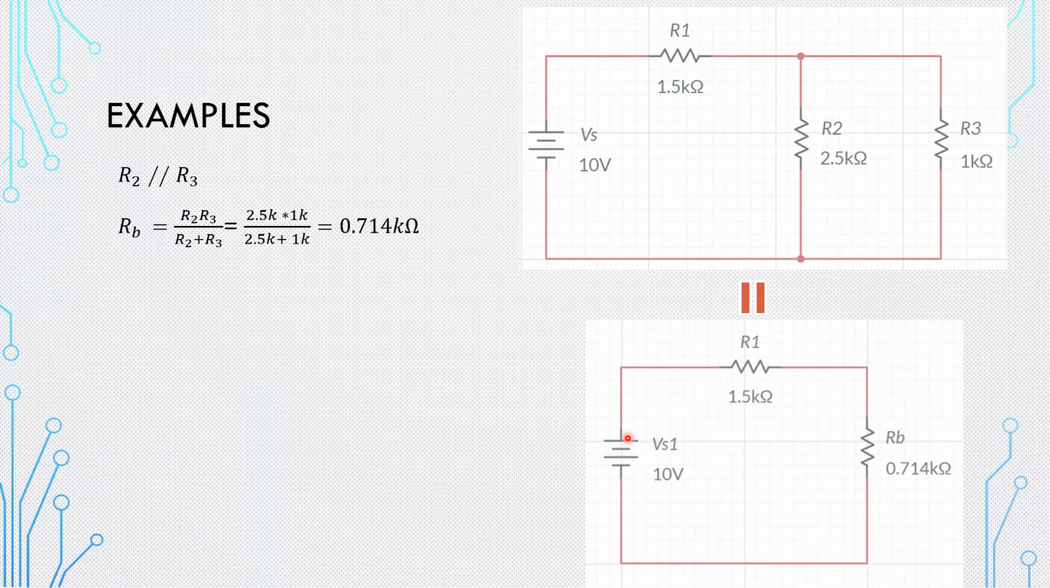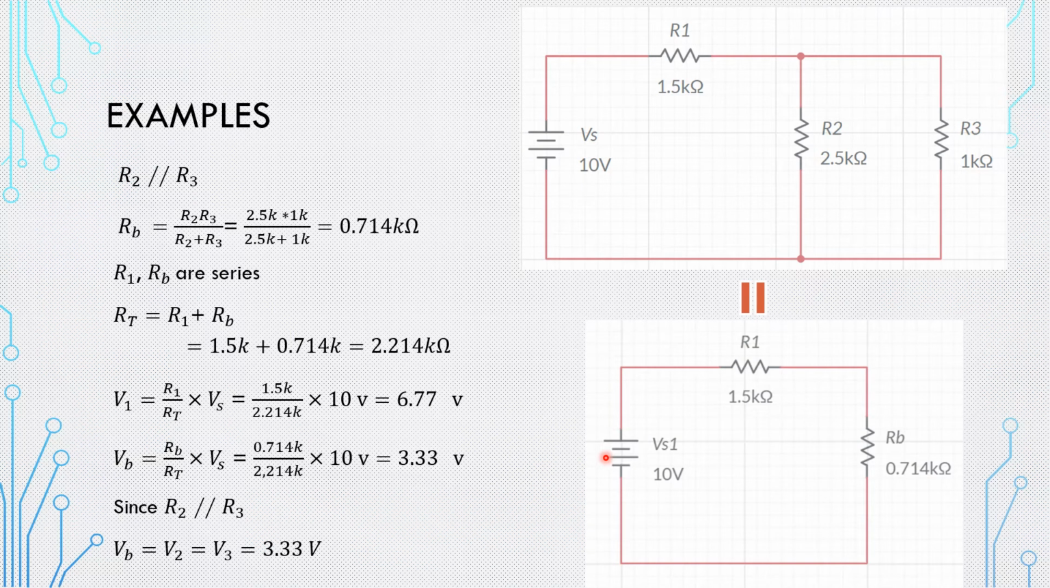Now I can apply VDR, since VDR is only applicable to a series circuit. So I find V1 by VDR. What's the total resistance here? The summation of R1 and RB, not R2 or R3, but RB, because RB is the equivalent of R2 and R3. I just replace R2 and R3 with RB. Okay, now apply VDR. I found V1 and VB, but I don't want VB. I want to find V2 and V3.